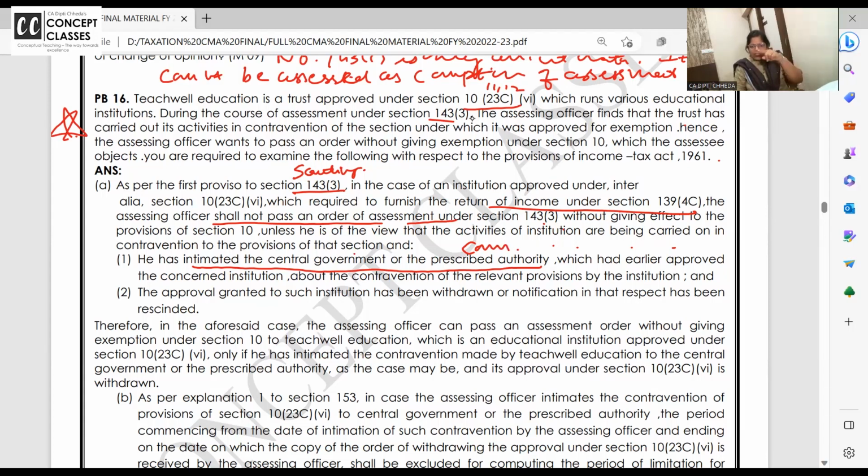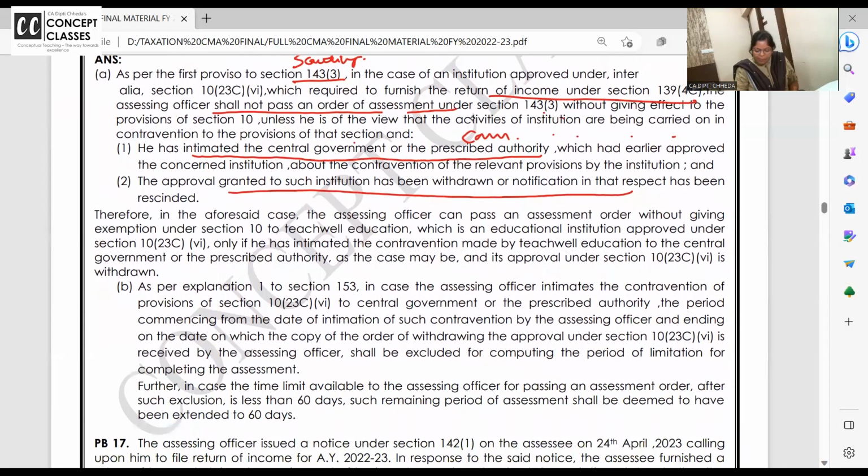So have you intimated the central government? Yes, which had earlier approved. Okay. And the approval granted to institution is withdrawn. Now you assess trust ka income in routine without giving the exemption. Therefore, in the opposite case, AO can pass an assessment order without giving exemption under section 10, which is an educational institute, only if it has intimated contravention. Okay.